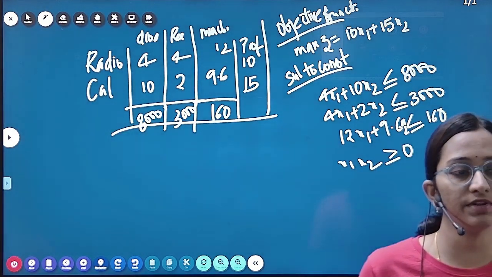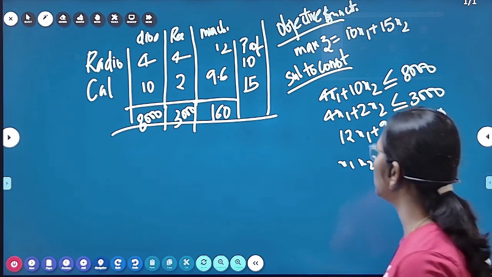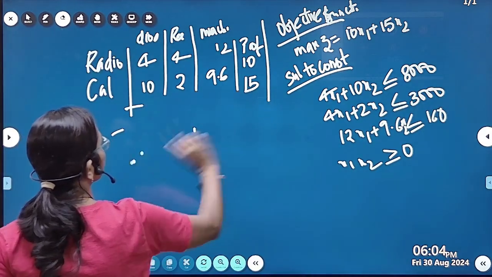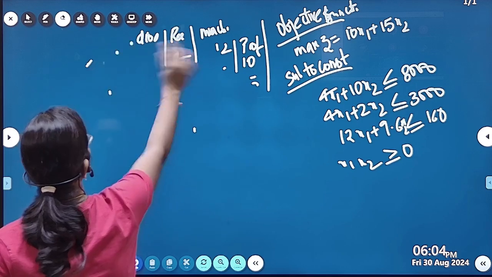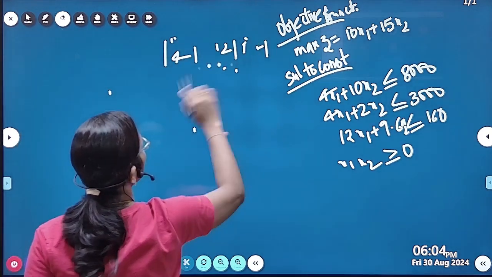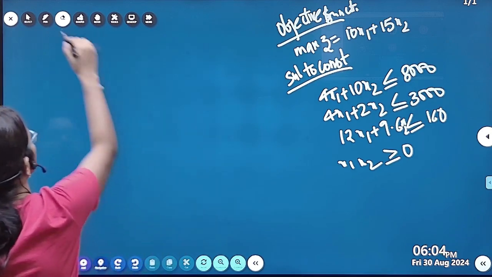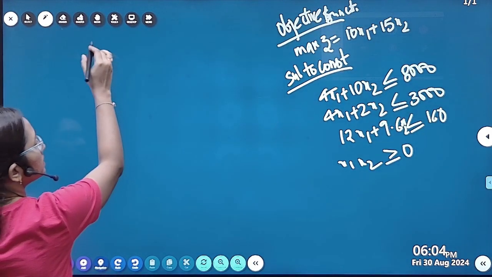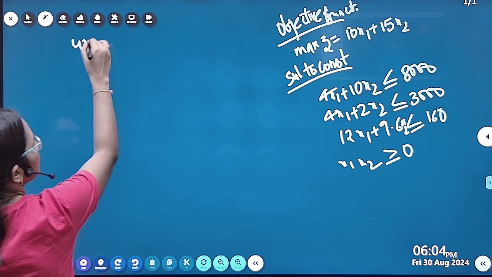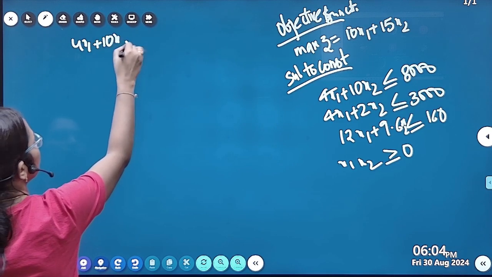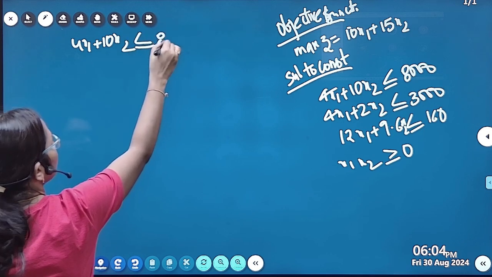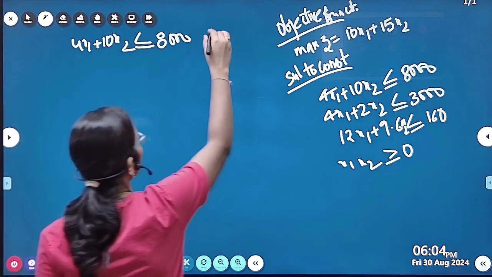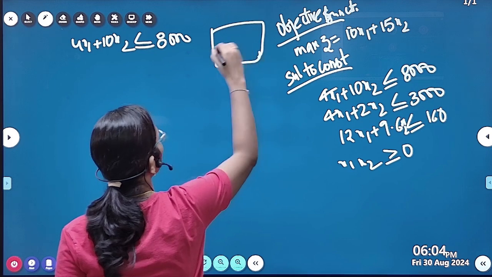Is that clear, everyone? Chalo, let us now do it in the graphical method. So the first one, what is the first constraint? 4x1 plus 10x2 is more than or equal to 8000. Okay, so now let us draw a box here.